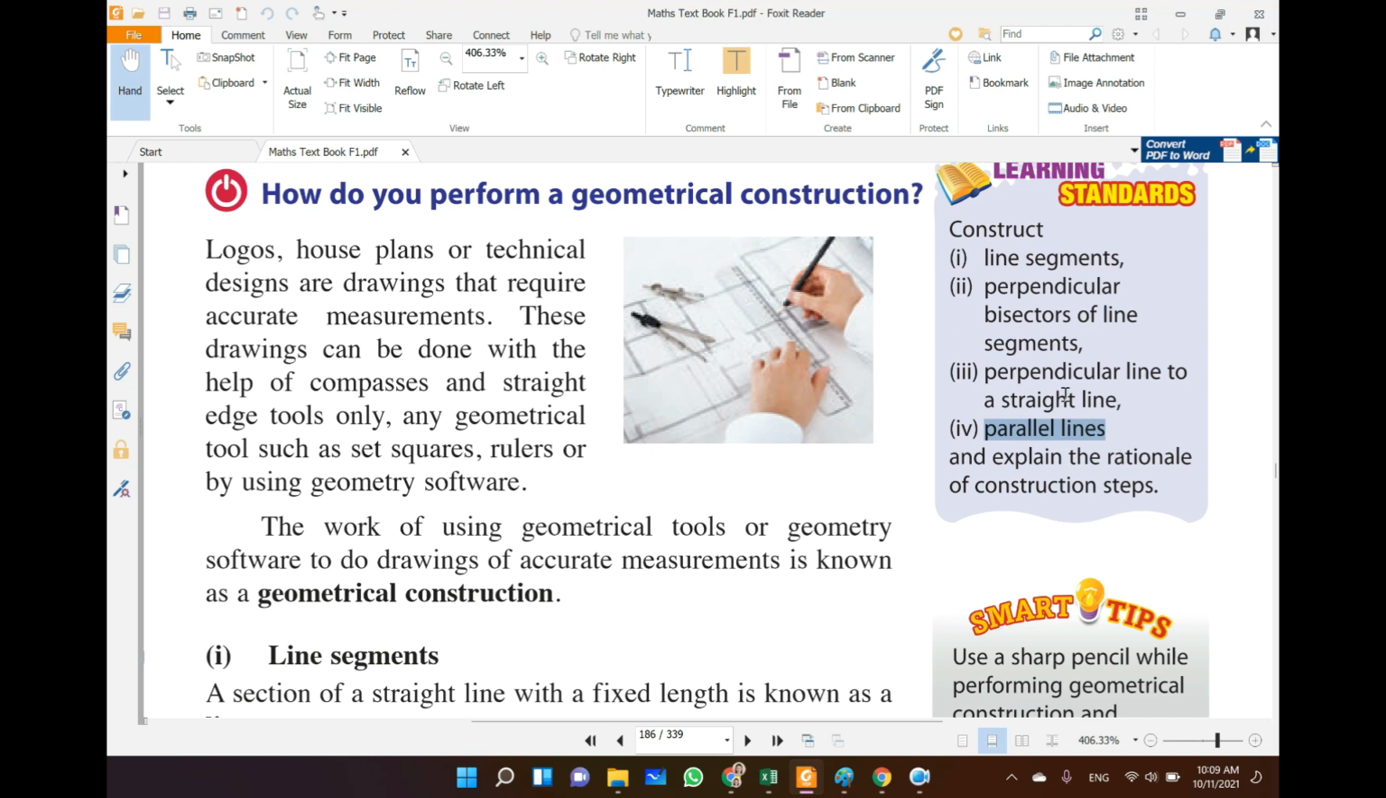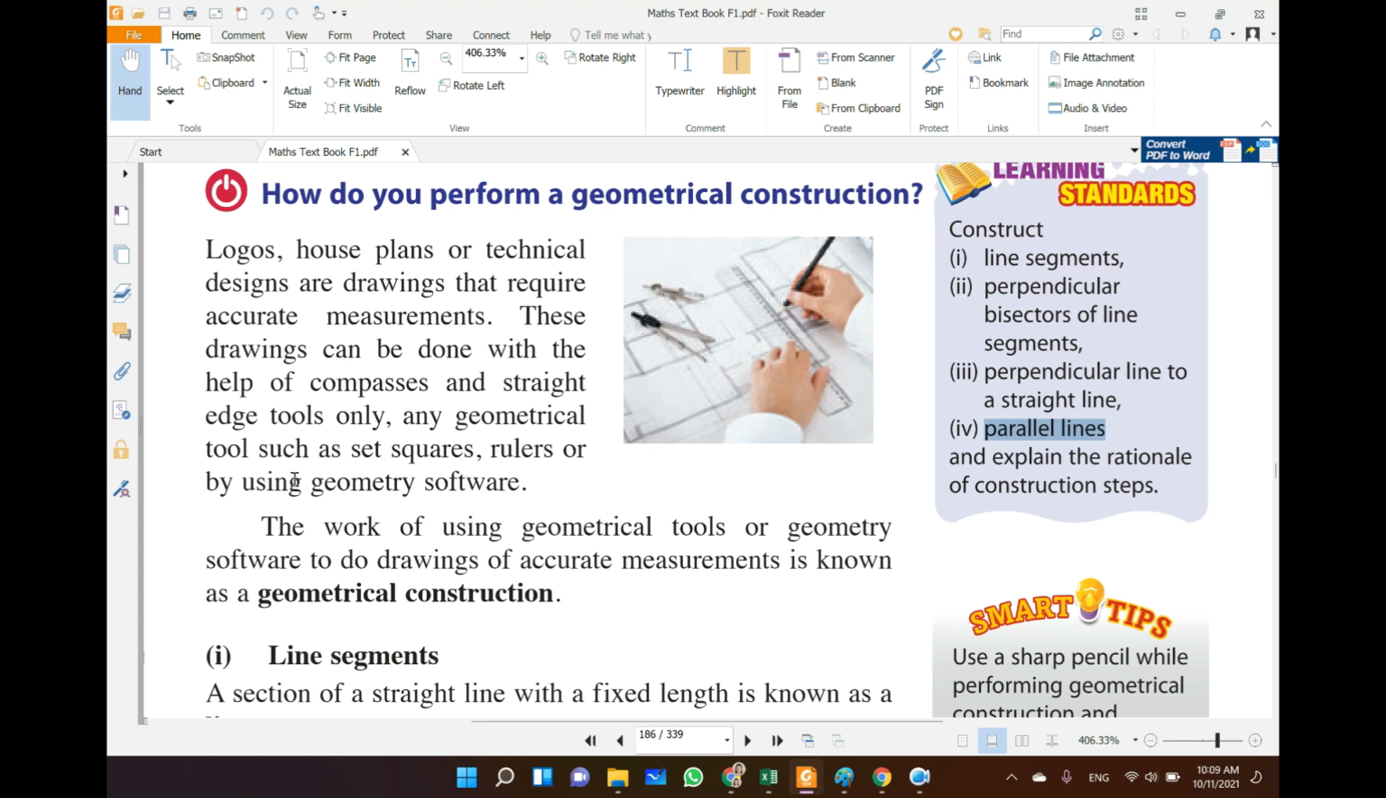So look at the picture over here. This is somebody drawing, right? Can you imagine who is the person that is drawing over here? Architect. Very good. Usually it's an architect or designer. So logos, house plans, or technical designs are drawings that require accurate measurements. These drawings can be done with the help of compasses and straight edge tools only, or any geometrical tool such as set squares, rulers, or by using geometry software.